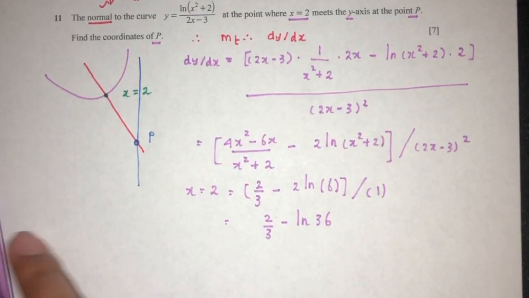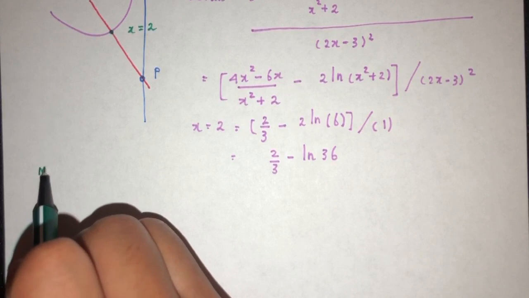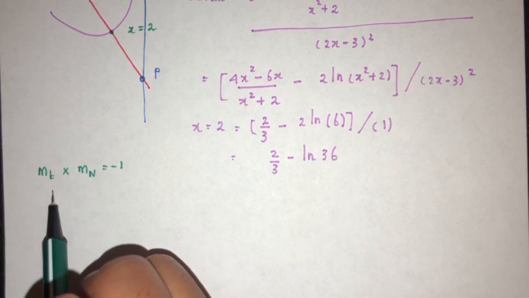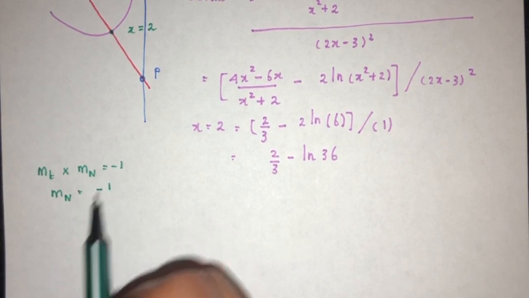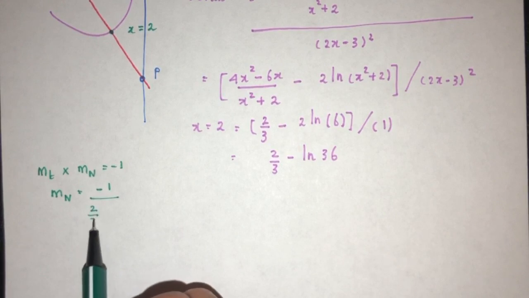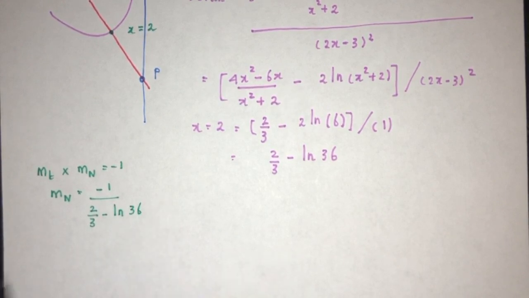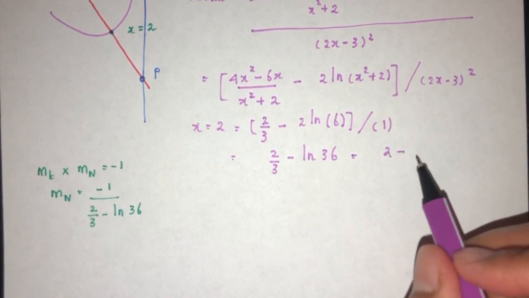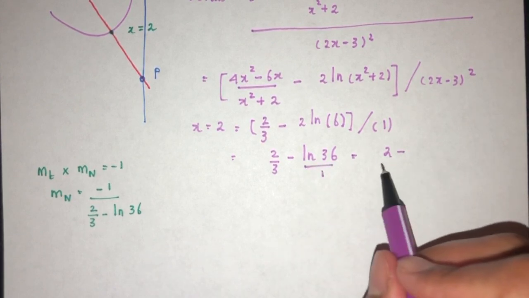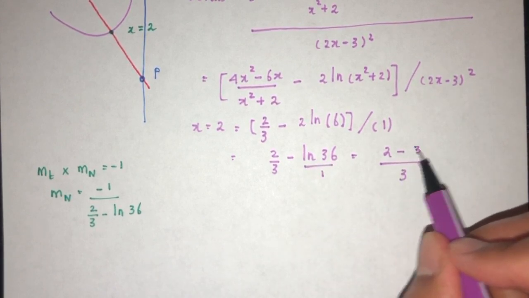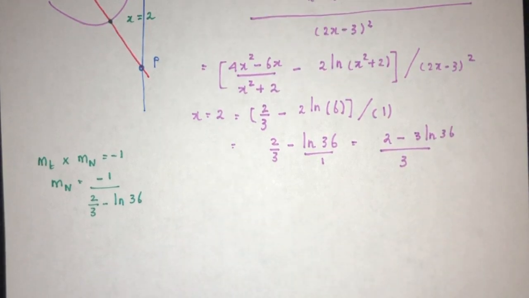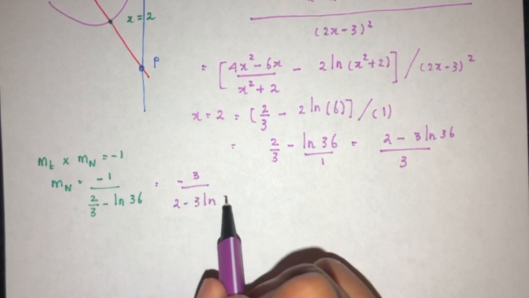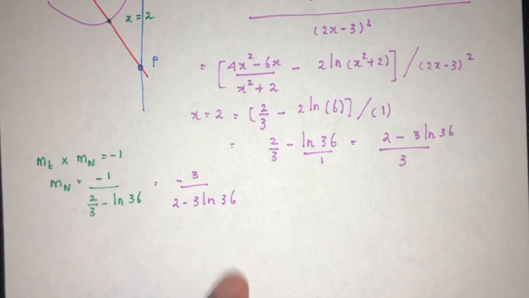Now from here we have to find the gradient of the normal. As we know, gradient of tangent times the gradient of normal has to be minus 1. Just replace. So gradient of this will be minus 1 divided by mt, which is 2 over 3 minus ln of 36. Obviously we can simplify this. For example, we can have a base of 3 here. That will become 2 minus 3 ln of 36, over 3. So by doing this, you will have minus 3 on top, over 2 minus 3 ln of 36. So this is the gradient of the normal.